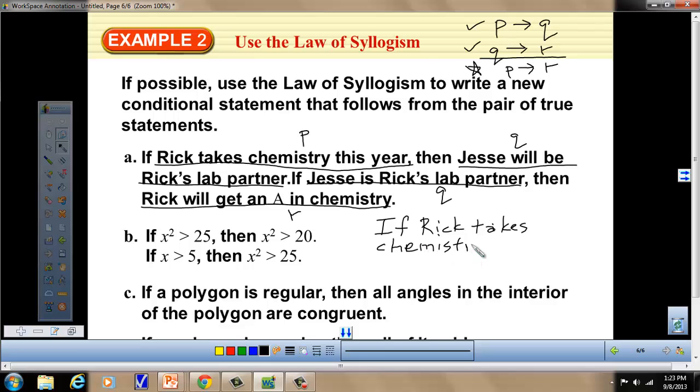If Rick takes chemistry this year, then, and I'm getting there, then we conclude with our R, which is Rick will get an A in chemistry.